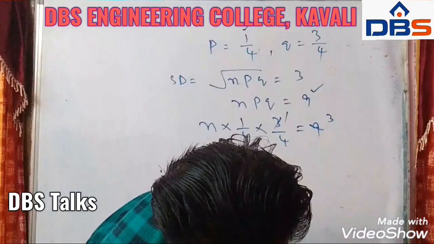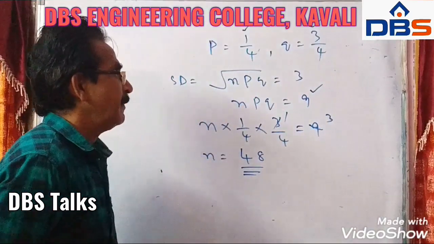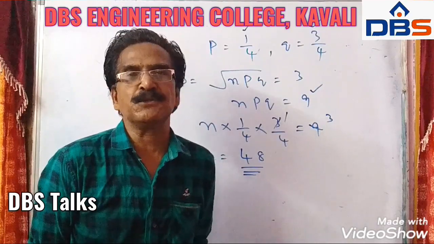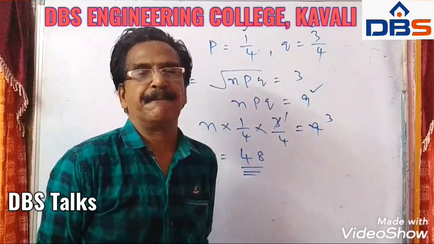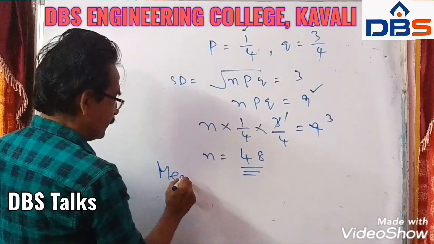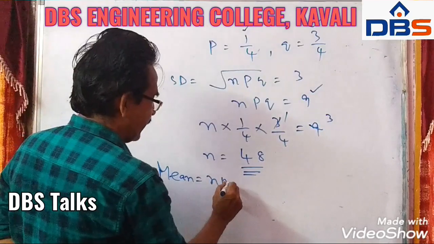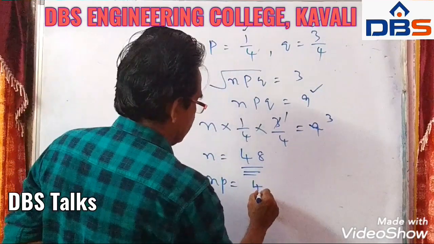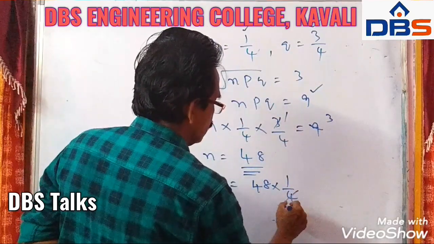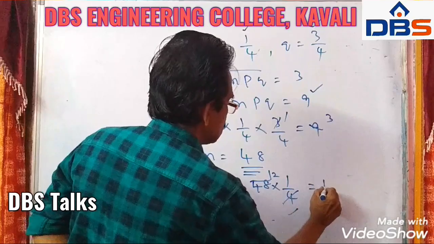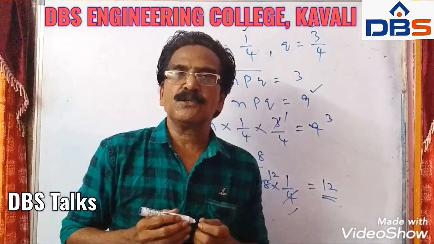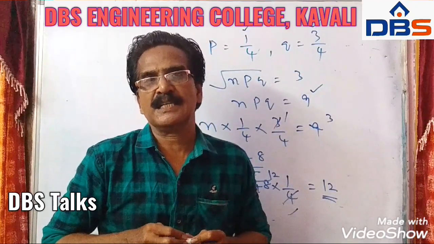What we need to find? Its mean, friends. Mean formula you know, np. n we got 48. Mean is equal to np, that is 48 into p, p is 1 by 4. 48 into 1 by 4 is 12. So 12 is your answer, friends. Mean is equal to 12.